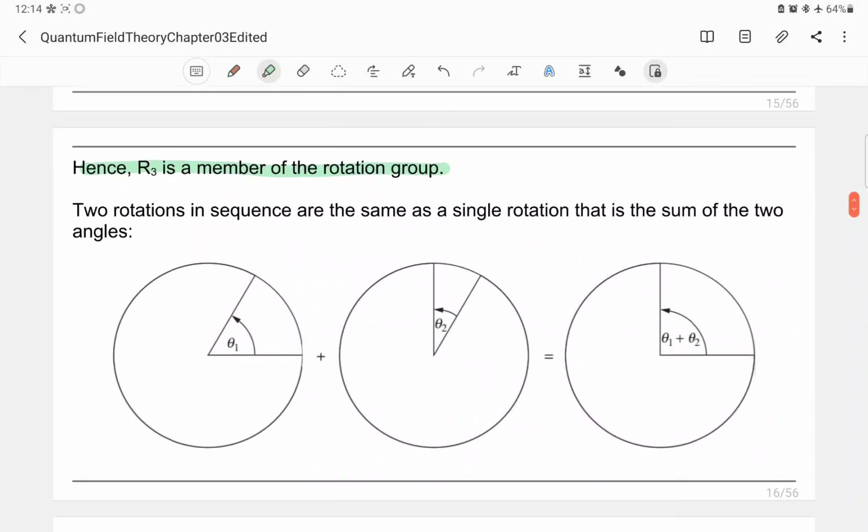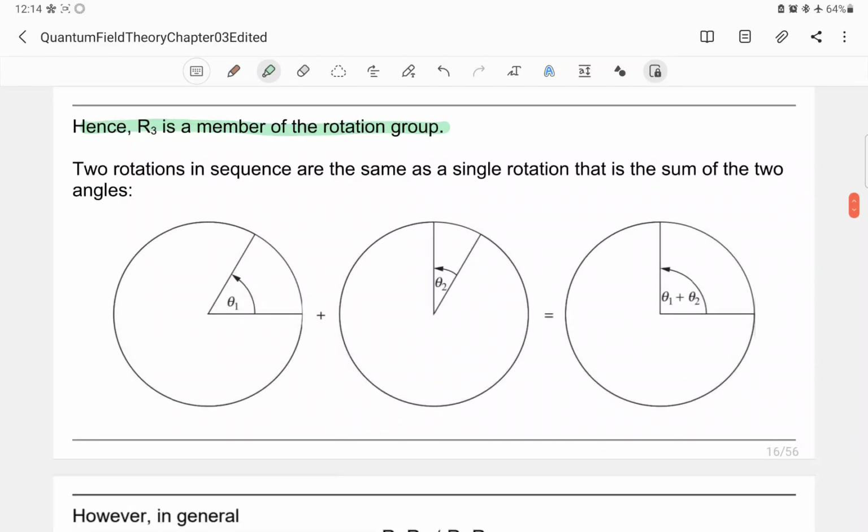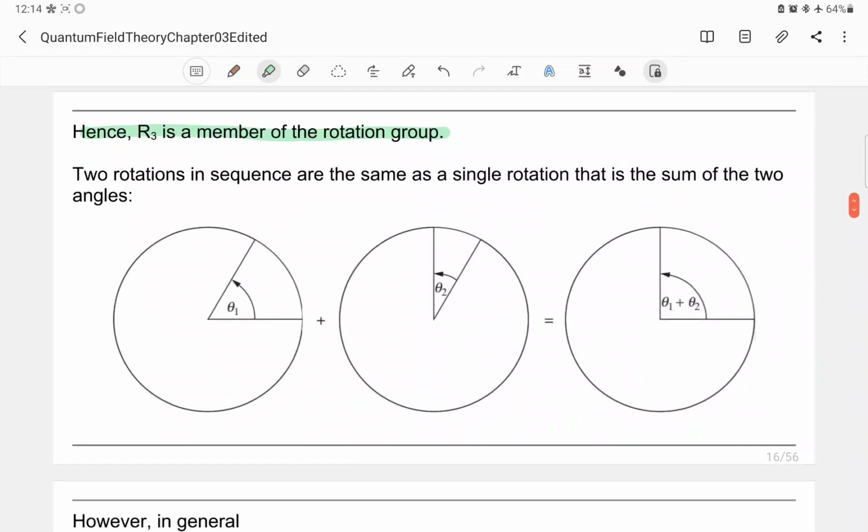So let's look at the figure here. Two rotations in sequence are the same as a single rotation that is the sum of two angles. So you have here a single rotation theta 1 and then a single rotation theta 2. The sum would be a single rotation of theta 1 plus theta 2.